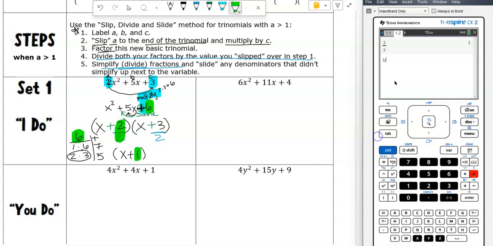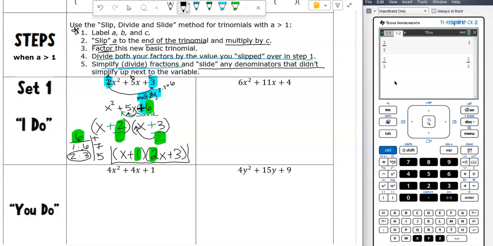Now I'll check the next fraction, 3 divided by 2. That does not simplify. And when that happens, you're going to slide any denominators that didn't simplify up next to the variable in the parentheses. So we're going to rewrite that with 2x plus 3. So the 2 that was on the bottom didn't simplify, so we moved it to the front. Now this is our final answer.